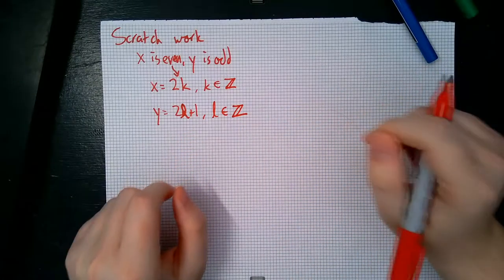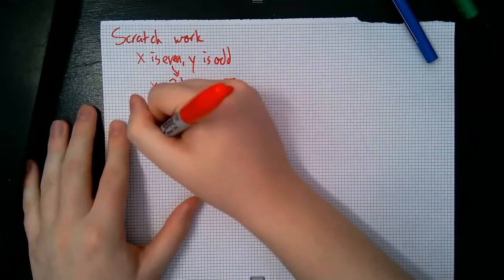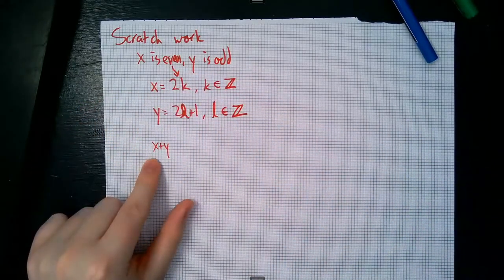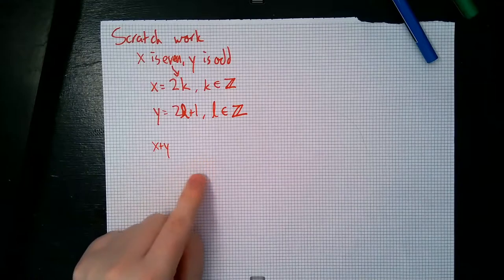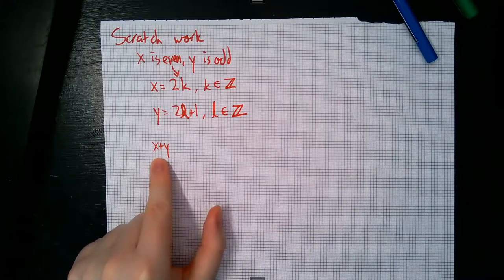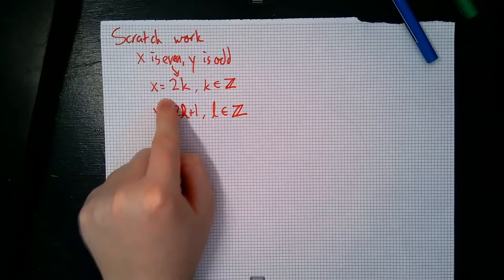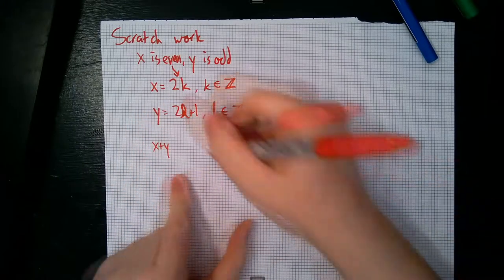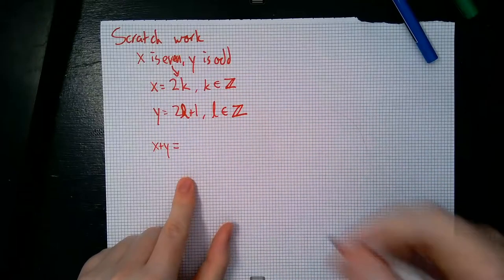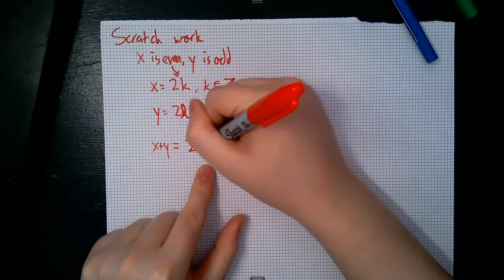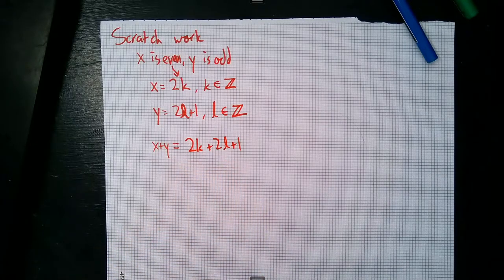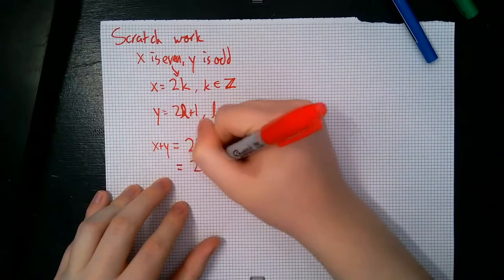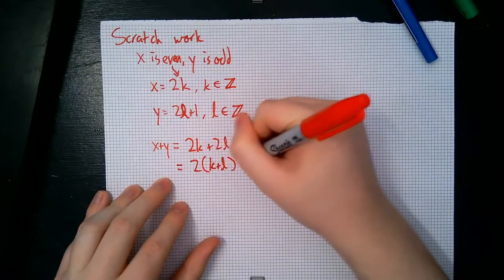So I'm going to now just take a look at x plus y. We want to find out something about x plus y. In this case, we want to show that x plus y equals 2 times something plus 1. And we don't really have much information on x plus y, but we do know that x equals 2k and y equals 2l plus 1. So we'll substitute some values in here. x plus y equals 2k plus 2l plus 1. And now we can use the distributive property since 2 is multiplied by k, and 2 is also multiplied by l. This is equal to 2 times k plus l, plus 1.